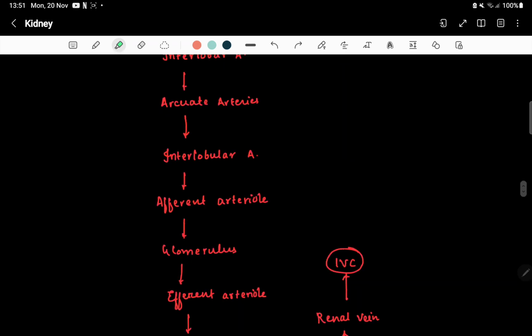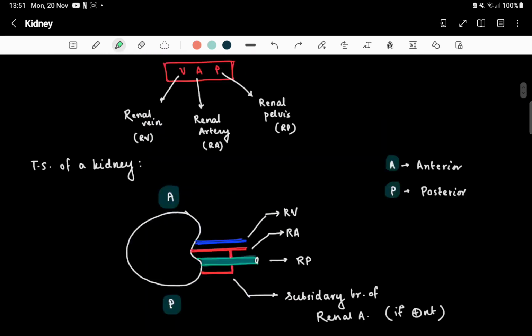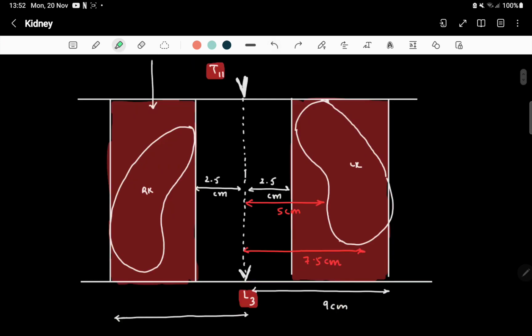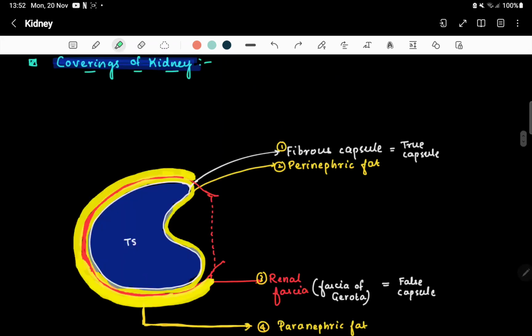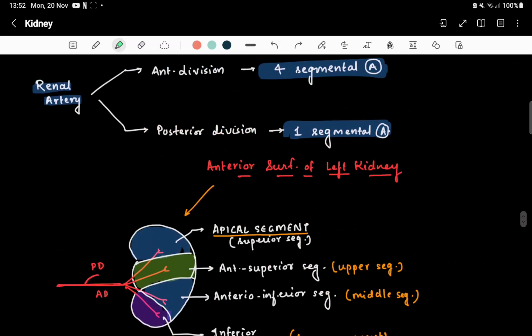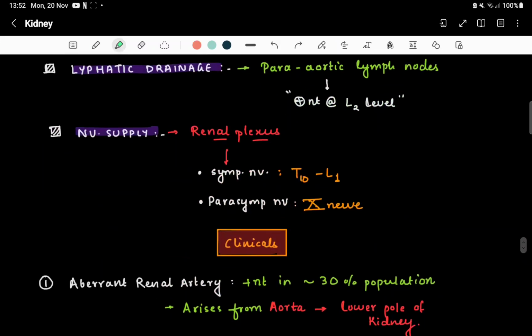So you can just remember like this: the level of the kidney is T12 to L3. The parasympathetic nerve supply is at an upper level, the vagus nerve, which is innervating the kidney, while the sympathetic supply is T10 to L1. So you can just remember it like this.